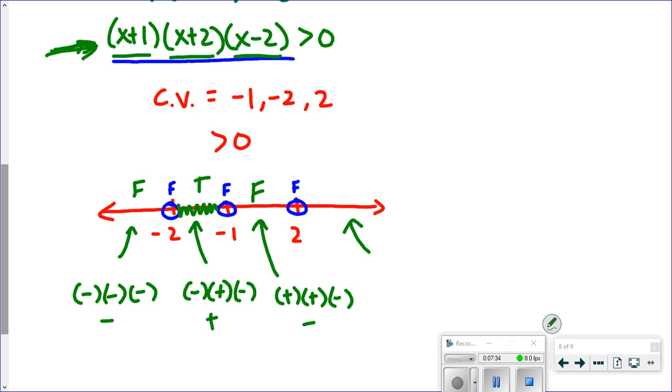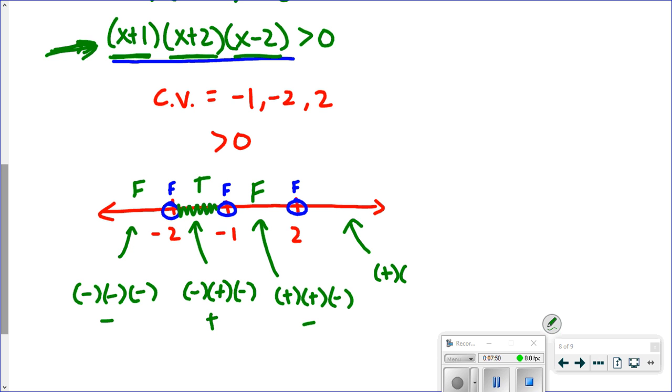my final interval I need to test. Let's think of a number greater than 2, so 3. 3 plus 1 is positive. 3 plus 2 is positive.